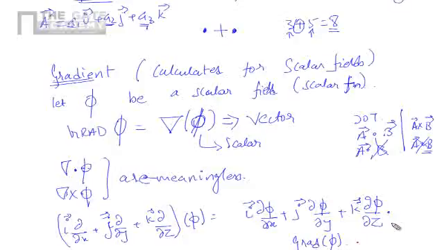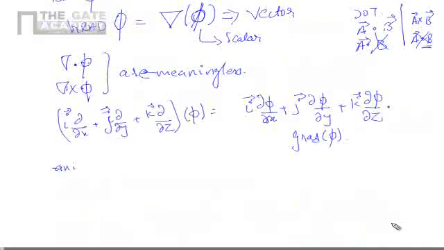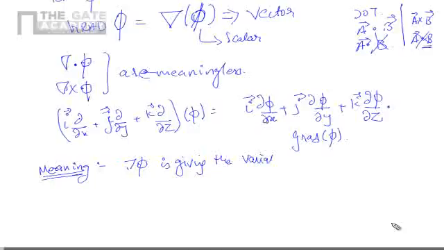Now what is the meaning of that? Now I have understood del, but what is the meaning? Ultimately, why am I doing it? This is very important. The meaning is, del phi is giving the variation of scalar function phi along its normal, that is, along the normal to the phi at that point.